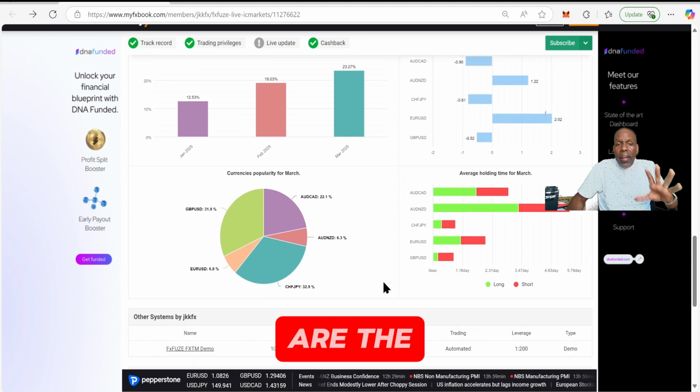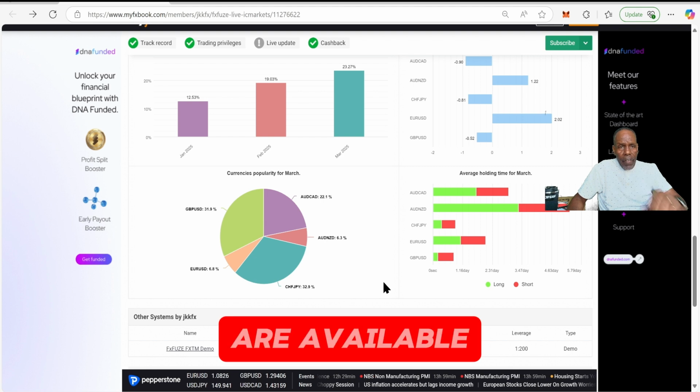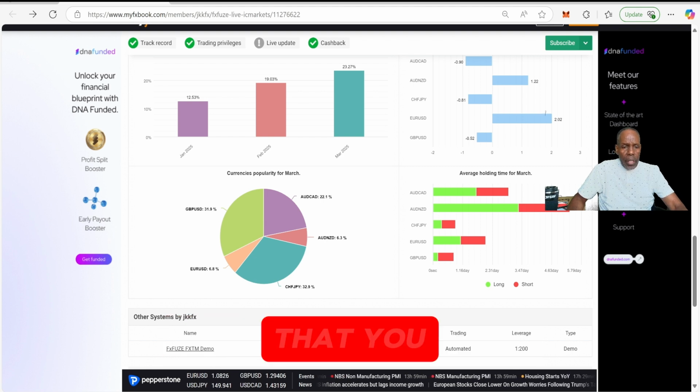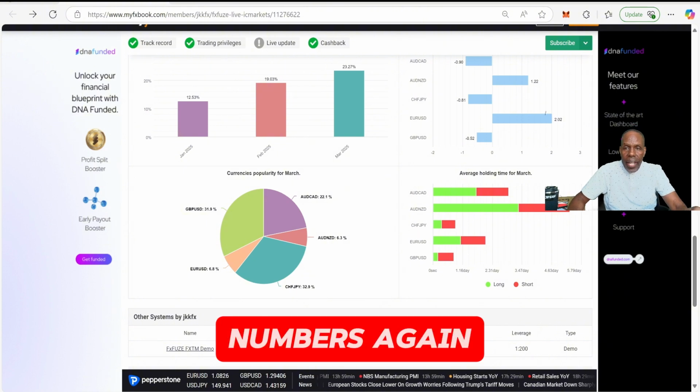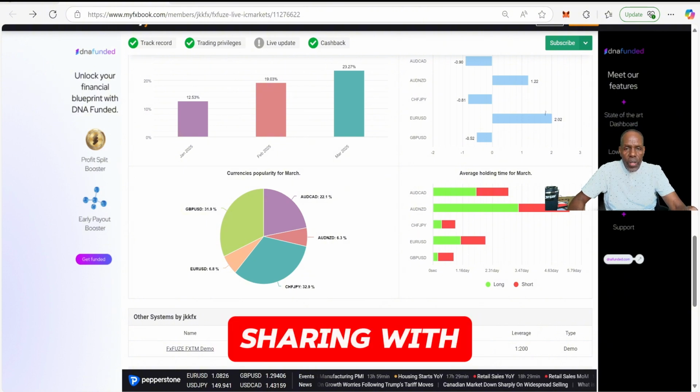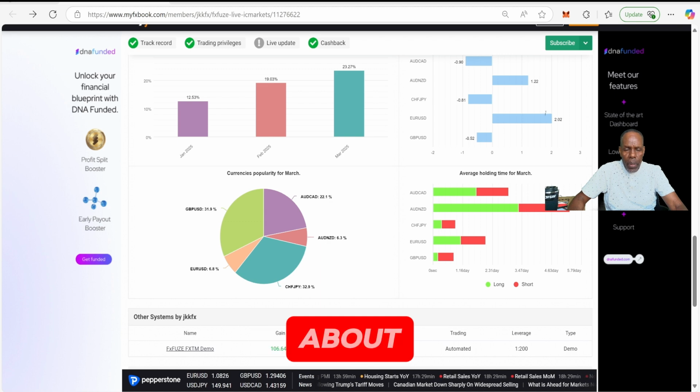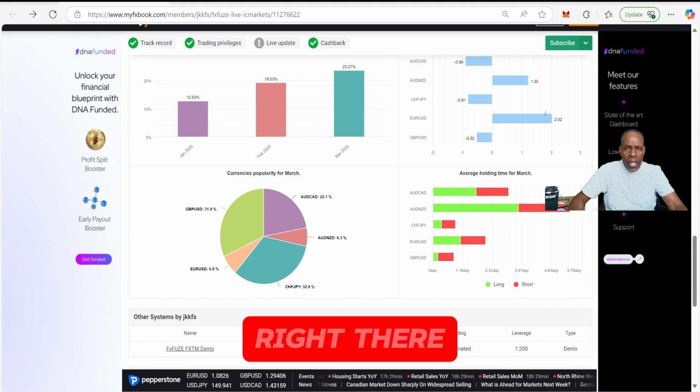So these are the numbers that are available on this particular platform that you can actually see. Very good numbers again that I am sharing with you. I would like to just let you know about these particular numbers.